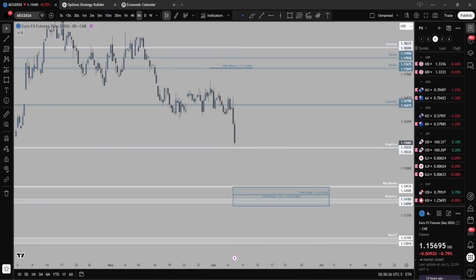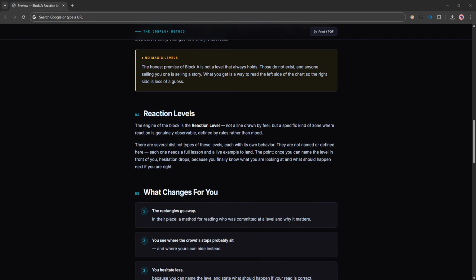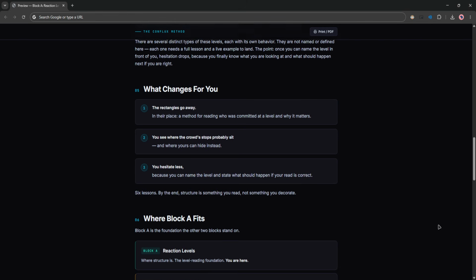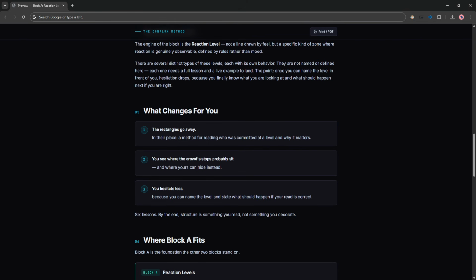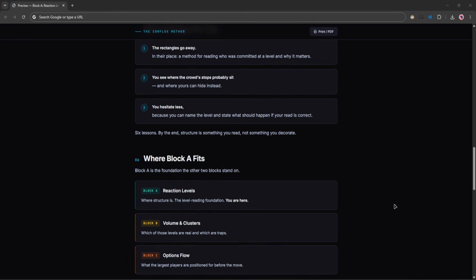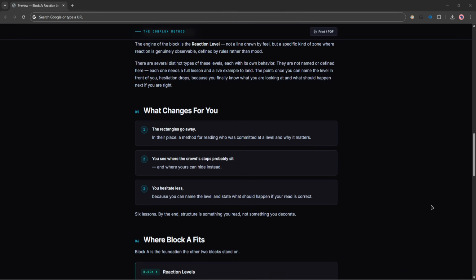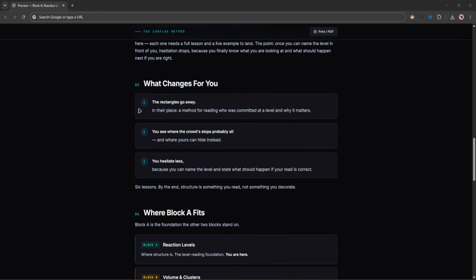Not a magic level that always holds. Those do not exist, and anyone selling you one is selling you a story. What you get is a way of reading the left side of the chart so that the right side is less of a guess. You will look at structure and see who was committed, where the stops of the crowd are probably sitting, and where your own stop can hide. 6 lessons. By the end of them, the rectangles are gone, and there is a method in their place.